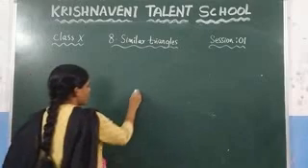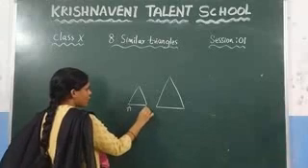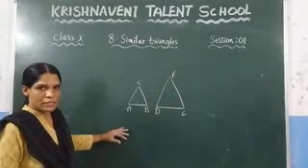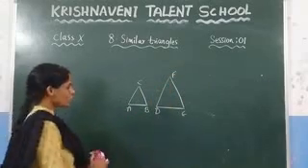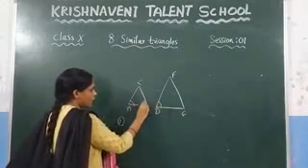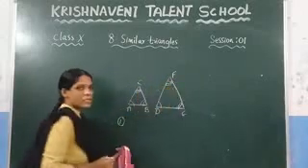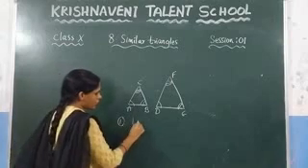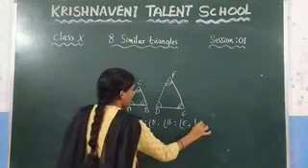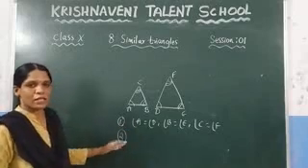So, if you take any two triangles, let us consider these two triangles and mark them as A, B, C and here D, E, F. If you want to say these two triangles are similar, what is the first condition? You need to check the corresponding angles are equal. That means here angle A is equal to angle D, angle B is equal to angle E, and angle C is equal to angle F. That means the corresponding angles are equal. So this is the first condition. And the next condition, here you need to check the corresponding side ratio.